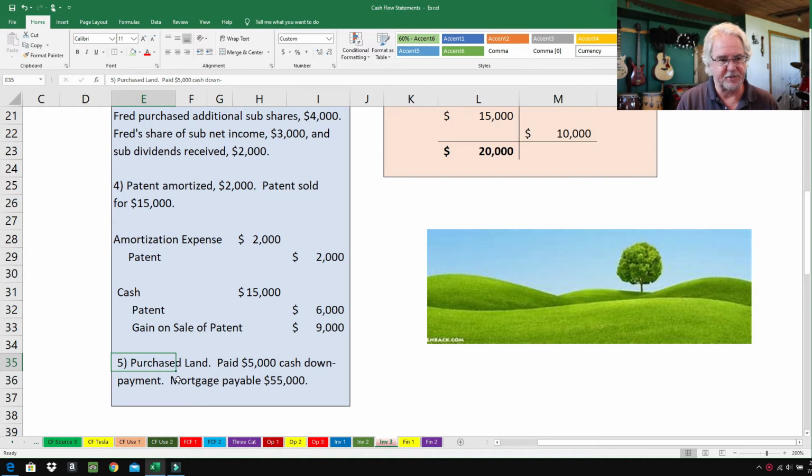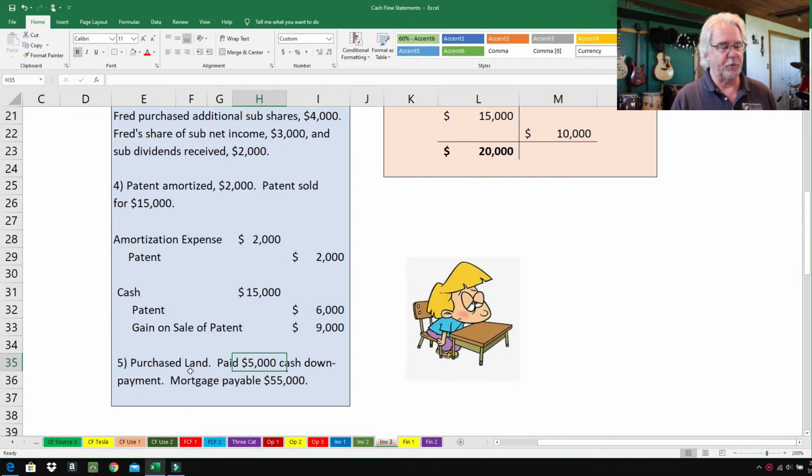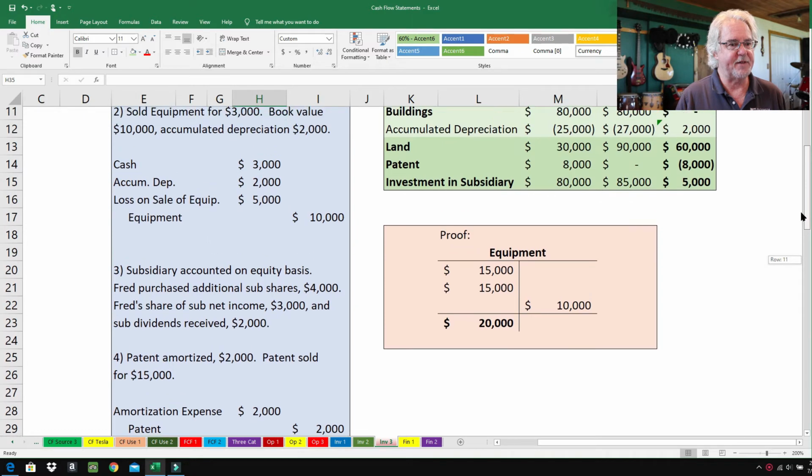So this is a cash flow statement. And even though they bought $60,000 worth of land, we're only interested in the $5,000 cash down payment. Now, years ago, when I first did cash flow statements, we would have to write down the mortgages payable too, but we don't do that now. All we do is just the cash. So for land, it'll be that $5,000 cash.